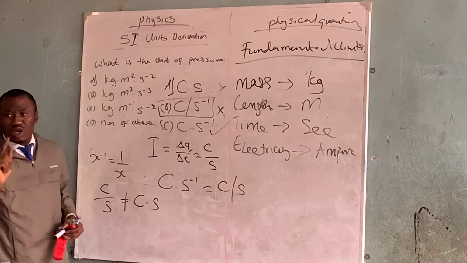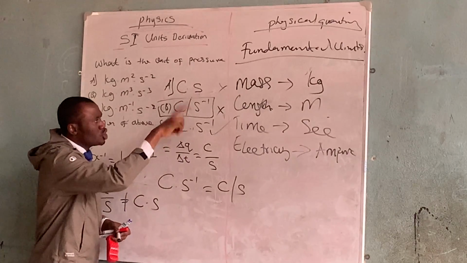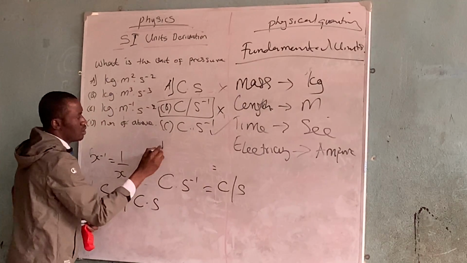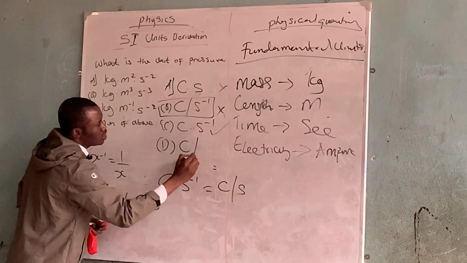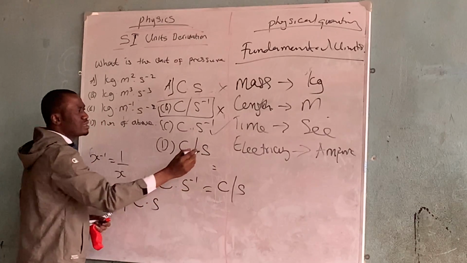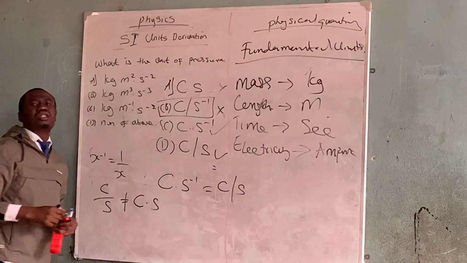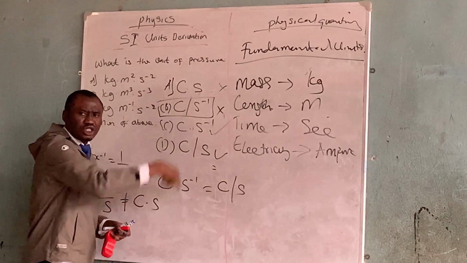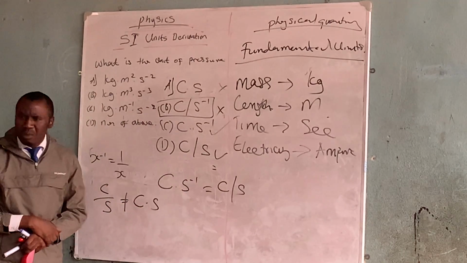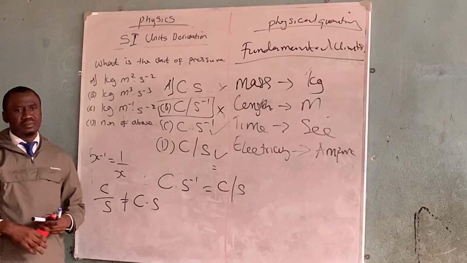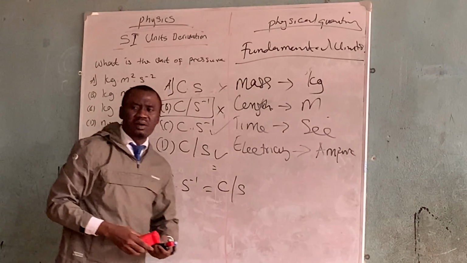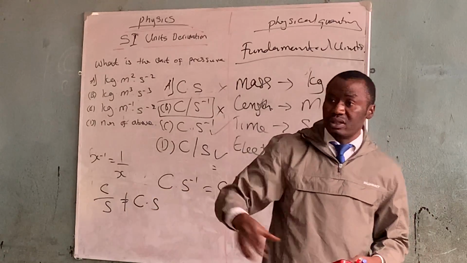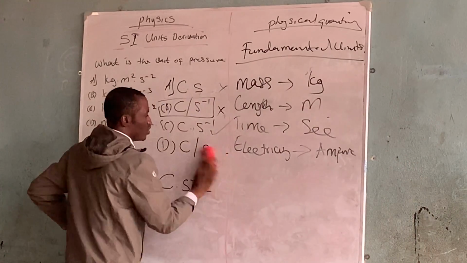So if you are asked the question, look at the options. Maybe something like this is written: coulombs per second. That means D and A are correct, because the formula has not been divided. Now, write in your note: fundamental units. Have you seen that?